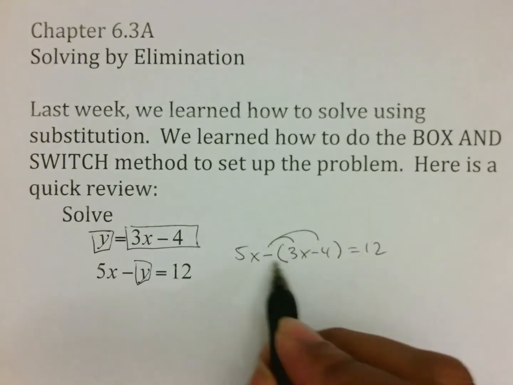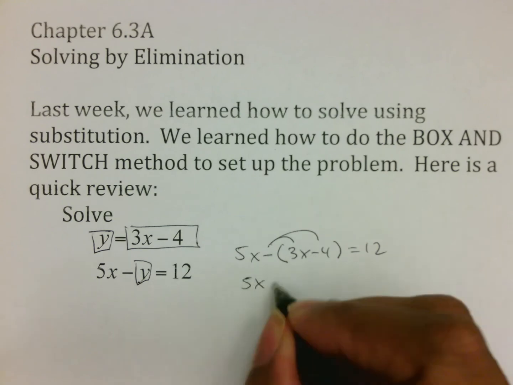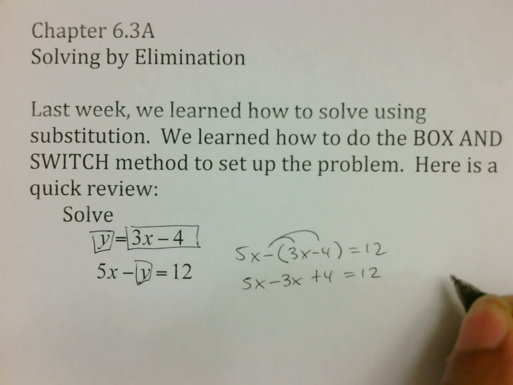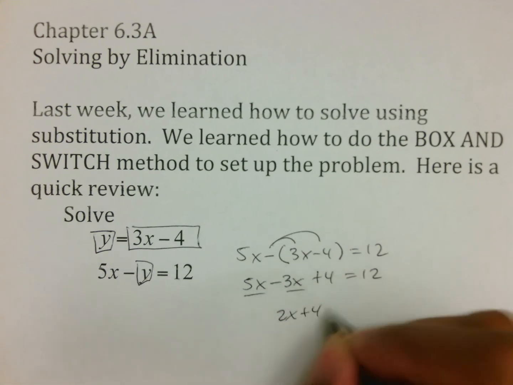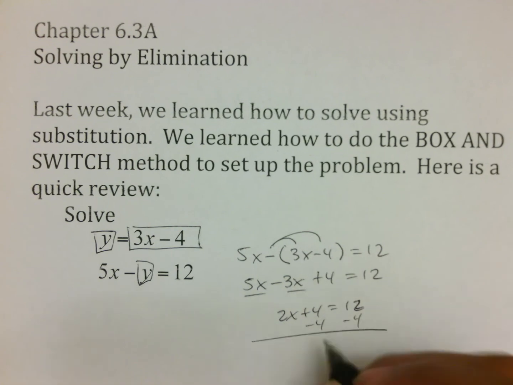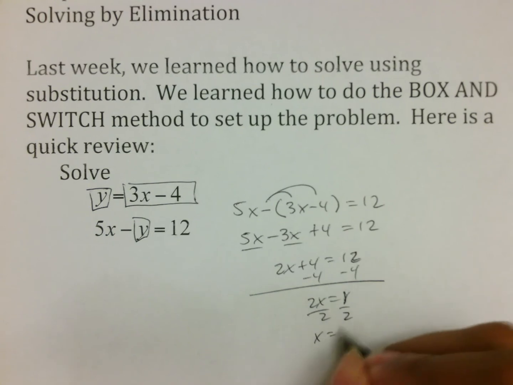Based off of what we know, the distributive property said to distribute the negative to everything, so we end up with 5x minus 3x and plus 4, which is where a lot of you were messing up earlier. Putting like terms together, you get 2x plus 4 equals 12. And then, of course, solving from there, subtract 4 first, you get 2x equals 8. Dividing by 2, you get x equals 4.